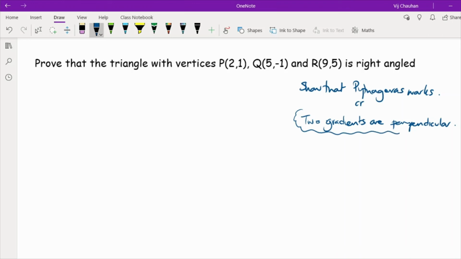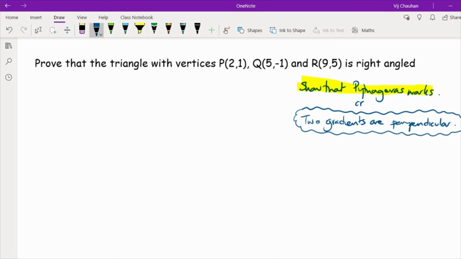Back in the days of older A levels, this was probably the preferred method. However, with regards to the new A level and looking at mark schemes, they are now allowing you to show using Pythagoras that the triangle with three coordinates mentioned is going to be right angled, and that's exactly what we're going to show. We're going to show that if it is right angled, then Pythagoras is going to work.